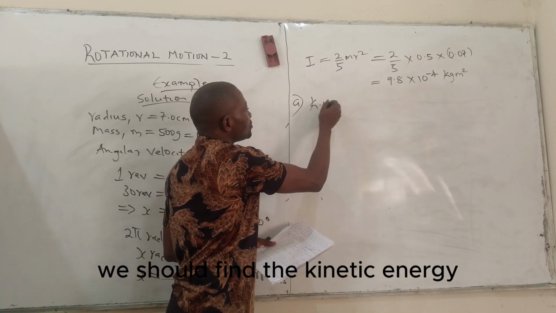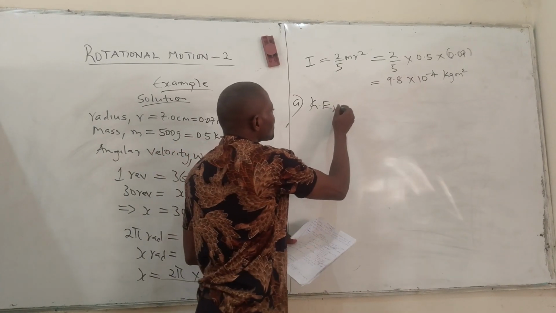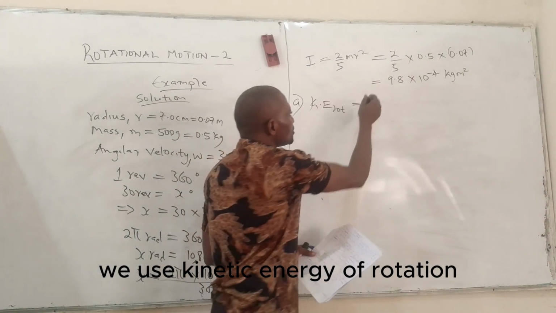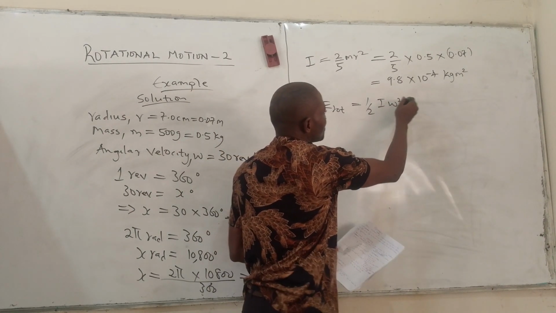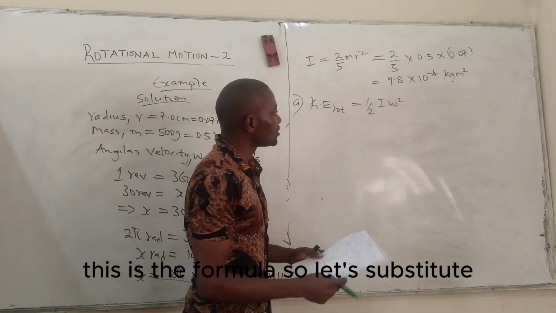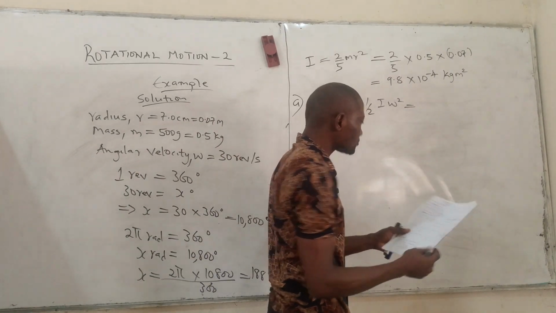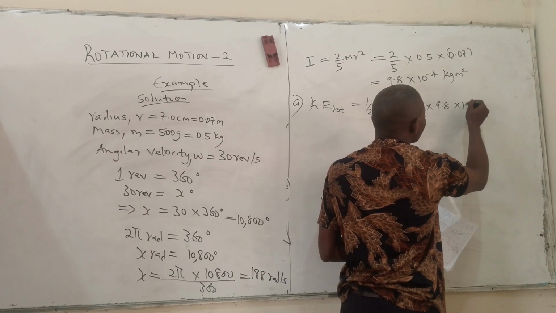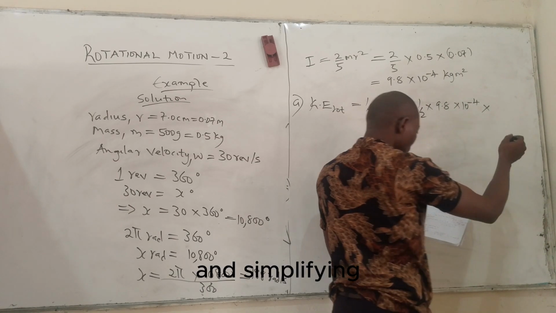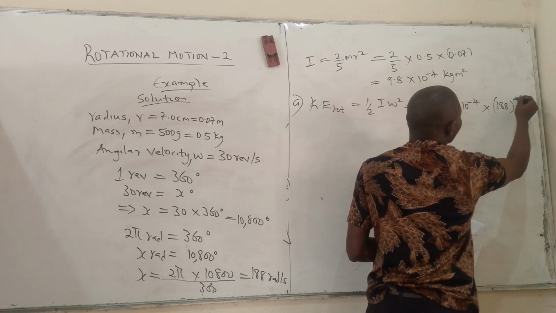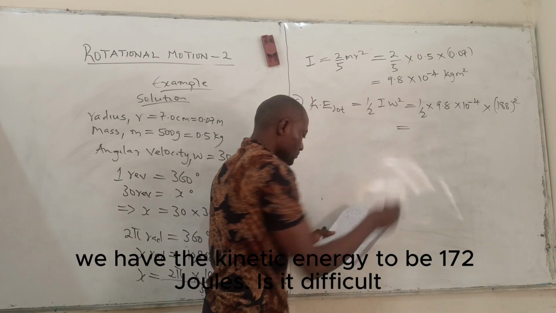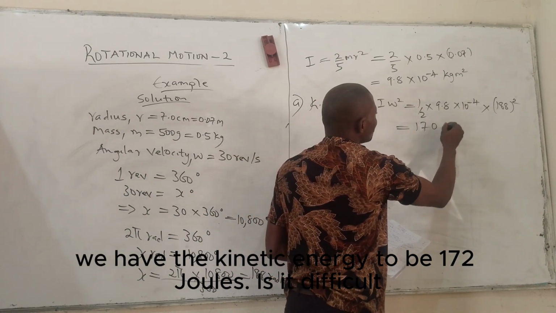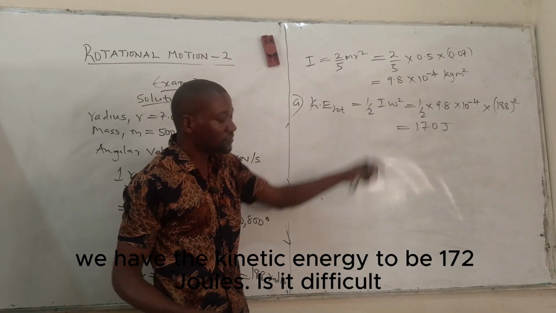The first question says we should find the kinetic energy. Since the object is rotating, we use kinetic energy of rotation. What is the formula? Do you remember? Yes, this is the formula. So let's substitute. Substituting and simplifying, we have the kinetic energy to be 170 joules. Is it difficult?